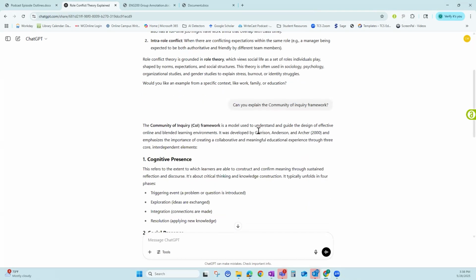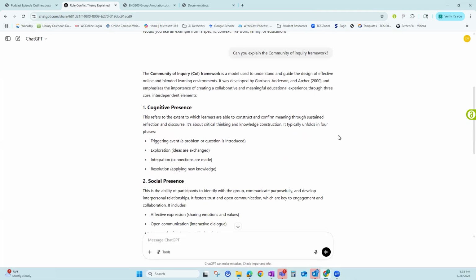So then I asked it, can you explain community of inquiry framework? And it did at a high level. It said these three things are really important. It gave me who developed this theory, this framework. Then I would go to the library and look for Garrison et al. 2000 and see if I could find that reading and get more depth. If I was going to write about community of inquiry, then I would need to go find the Garrison et al. reading because that's where it comes from. So I'd need to go to the library and get that.